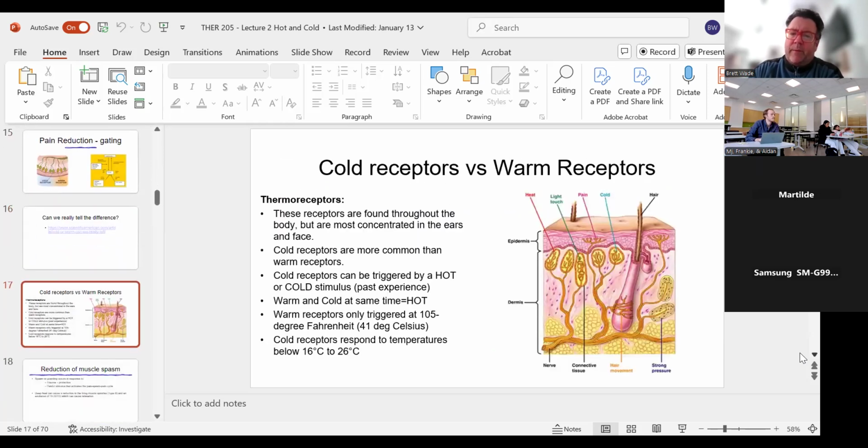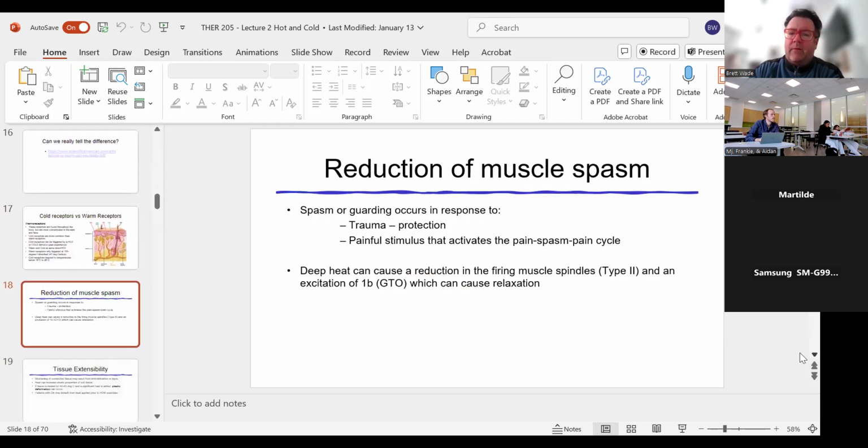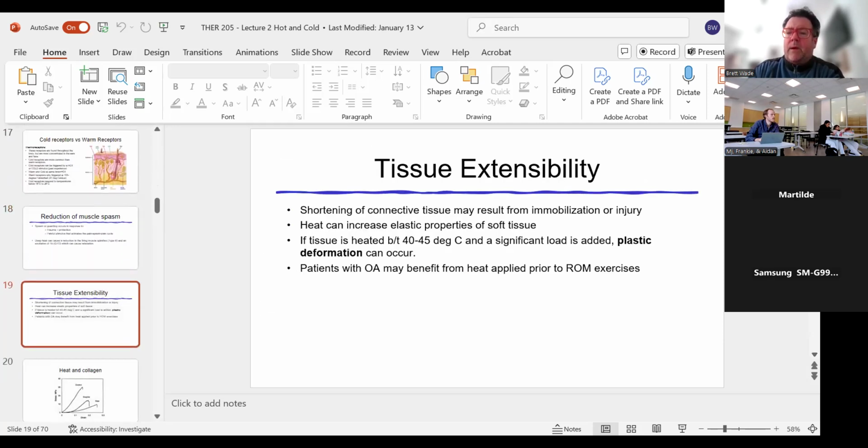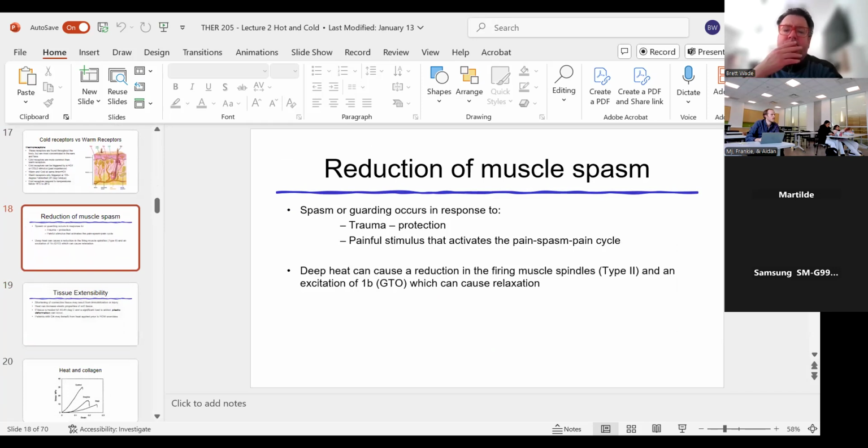Gating, I think we've talked enough about that. Cold versus warm, nothing really there. Right. I do have a question on how does heat or cold reduce muscle spasm? I think it's something to do with that. Anyway, your answer sits in here. Basically, it does increase the firing of GTOs. So through that, it becomes inhibitory.